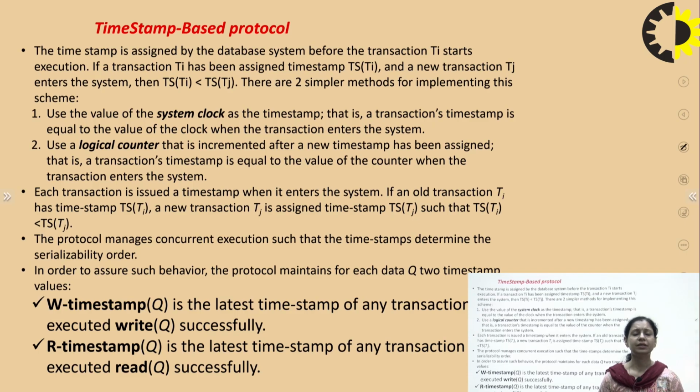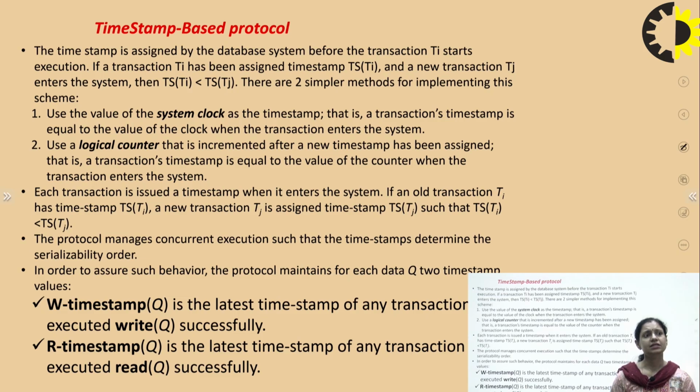So there are two simple methods for implementing this scheme. We use the value of the system clock as a timestamp, that is, the transaction timestamp is equal to the value of the clock when the transaction enters the system. Or we use a logical counter that is incremented after a new timestamp has been assigned, that is, the transaction timestamp is equal to the value of the counter when the transaction enters the system.